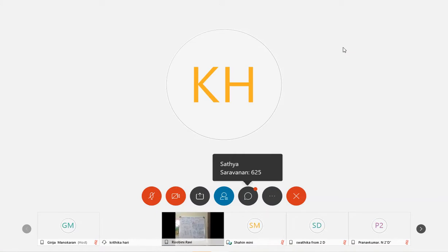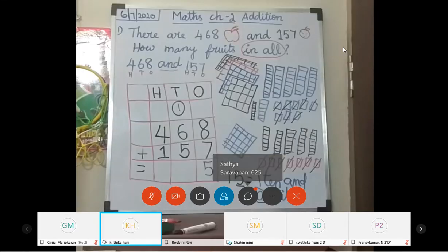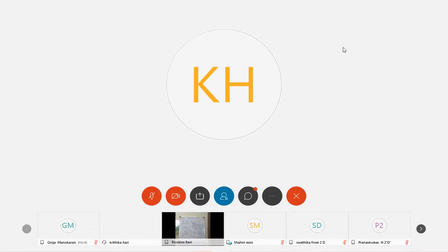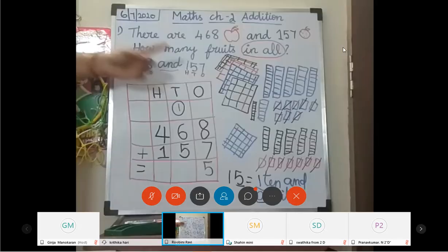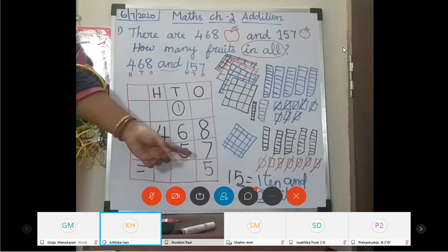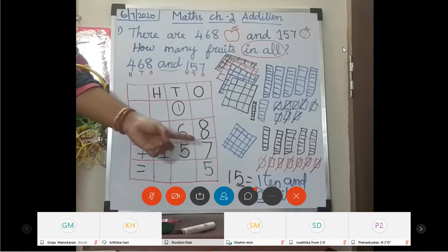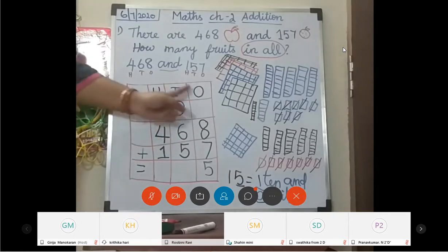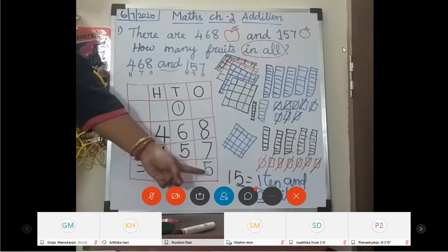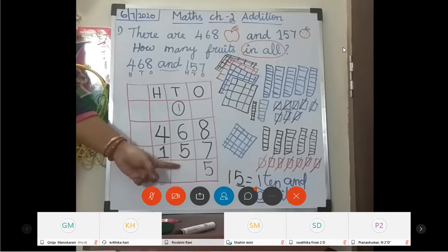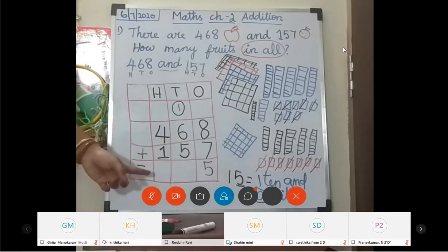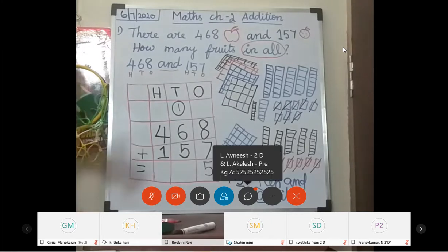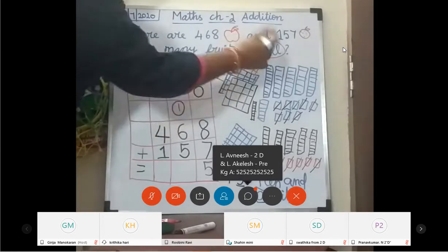4 plus 1 equals 5 also. Here, we have to start from the one place value only. We will slowly go to the hundreds place. First we finish the ones place, then the tens place, and lastly we add the hundreds place value.